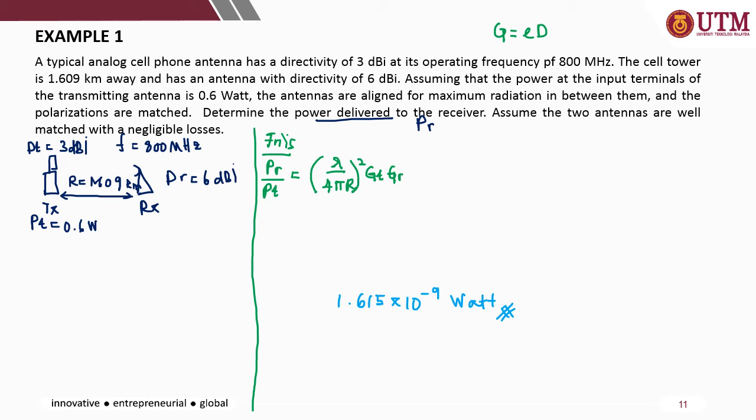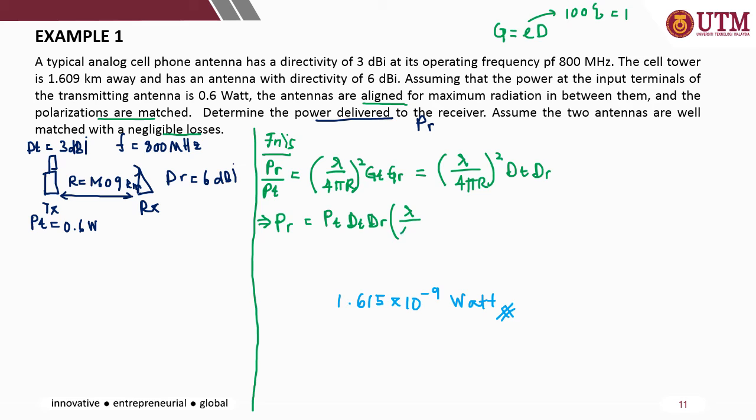So in this case, since the system is well matched and the antennas are aligned, polarization also match, negligible loss, we can assume that the efficiency is 100%. So it is equal to 1. So in this case, the E equal to 1. So this equation can be simplified as lambda divided by 4 pi r squared, so DT DR. Okay, so the question asks you for PR. So PR equal to that equation. So PT DT DR multiplied by lambda over 4 pi r squared.